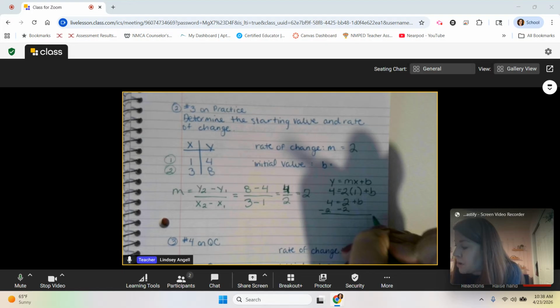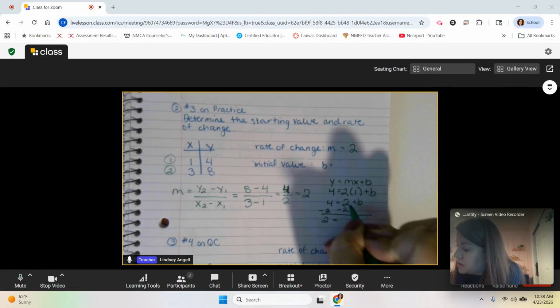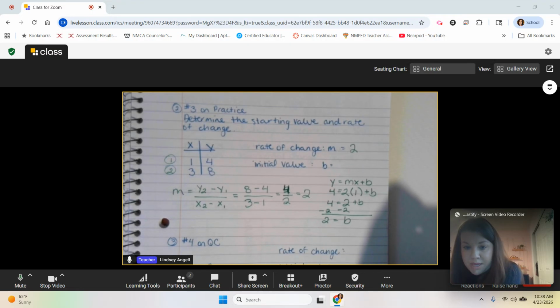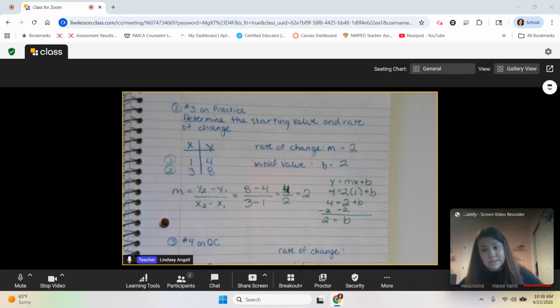I'm going to do that on both sides. 4 minus 2 is 2. 2 minus 2 is 0, so I'm just left with positive b. Now, in this case, they both happen to be the same, and that's okay. Sometimes that happens. All right?